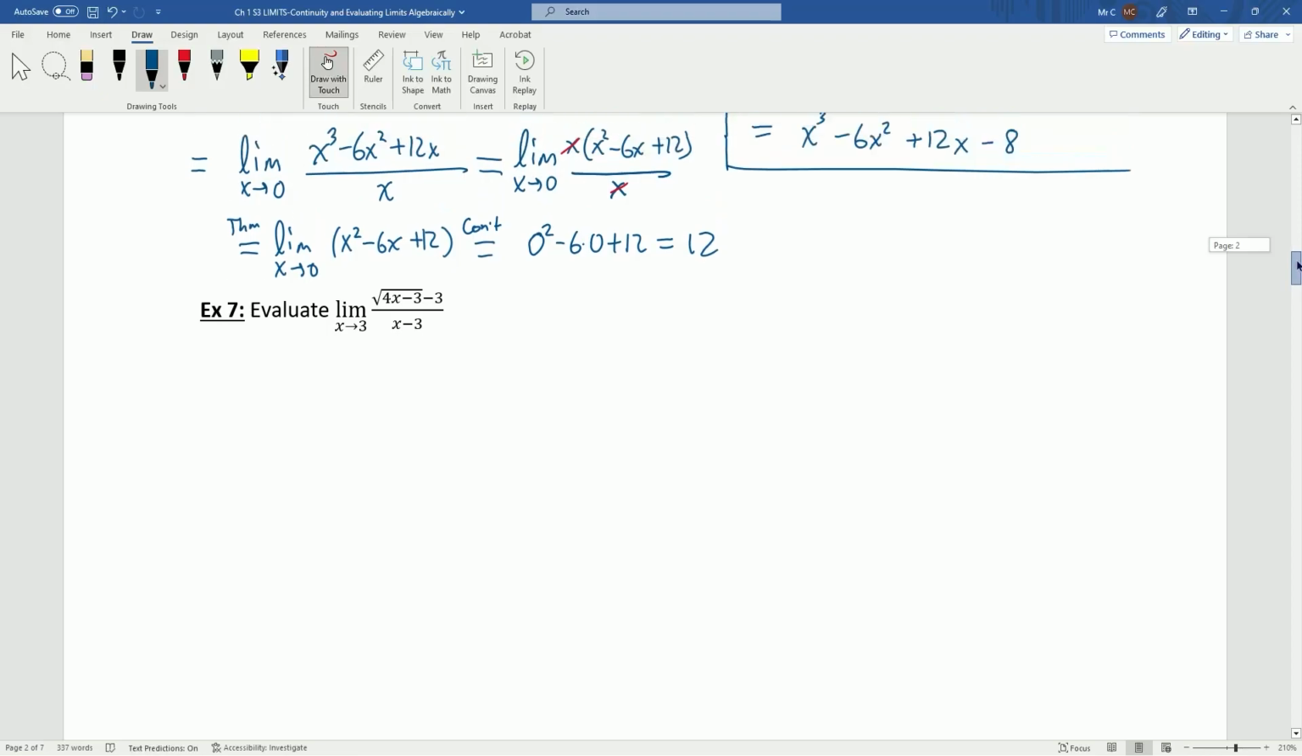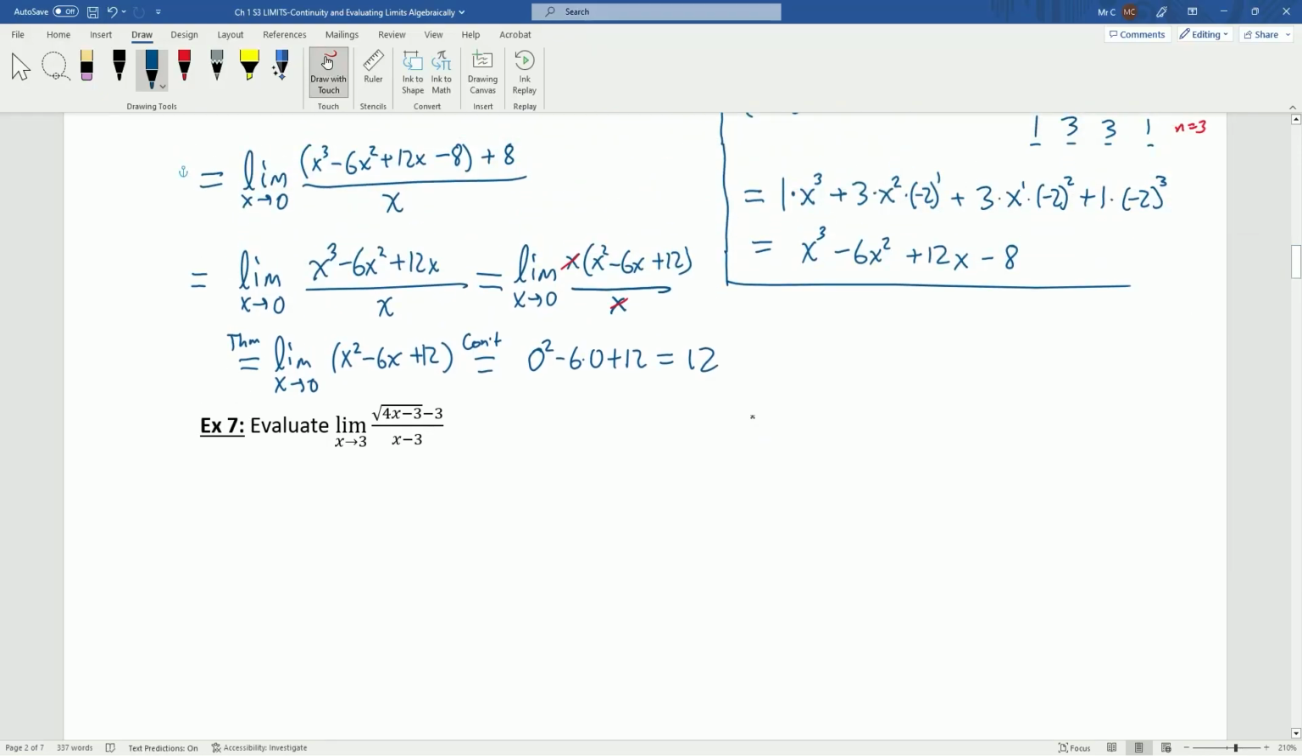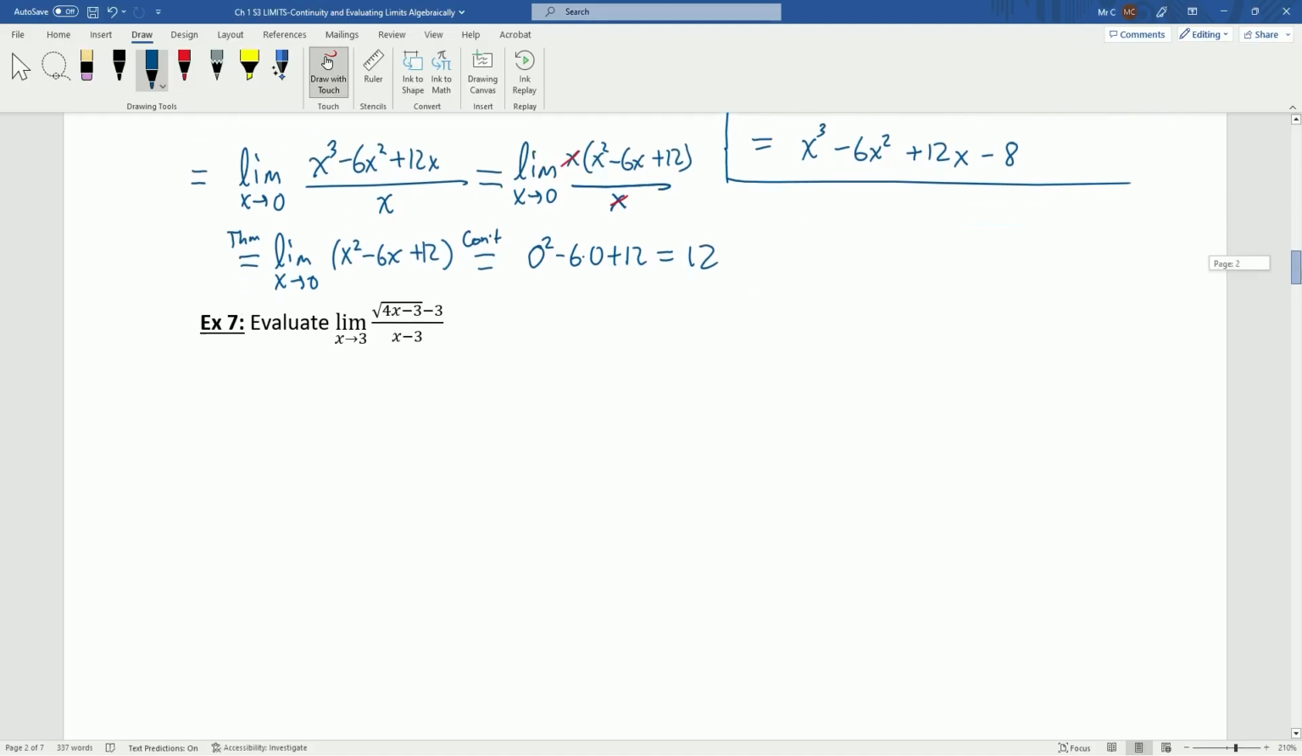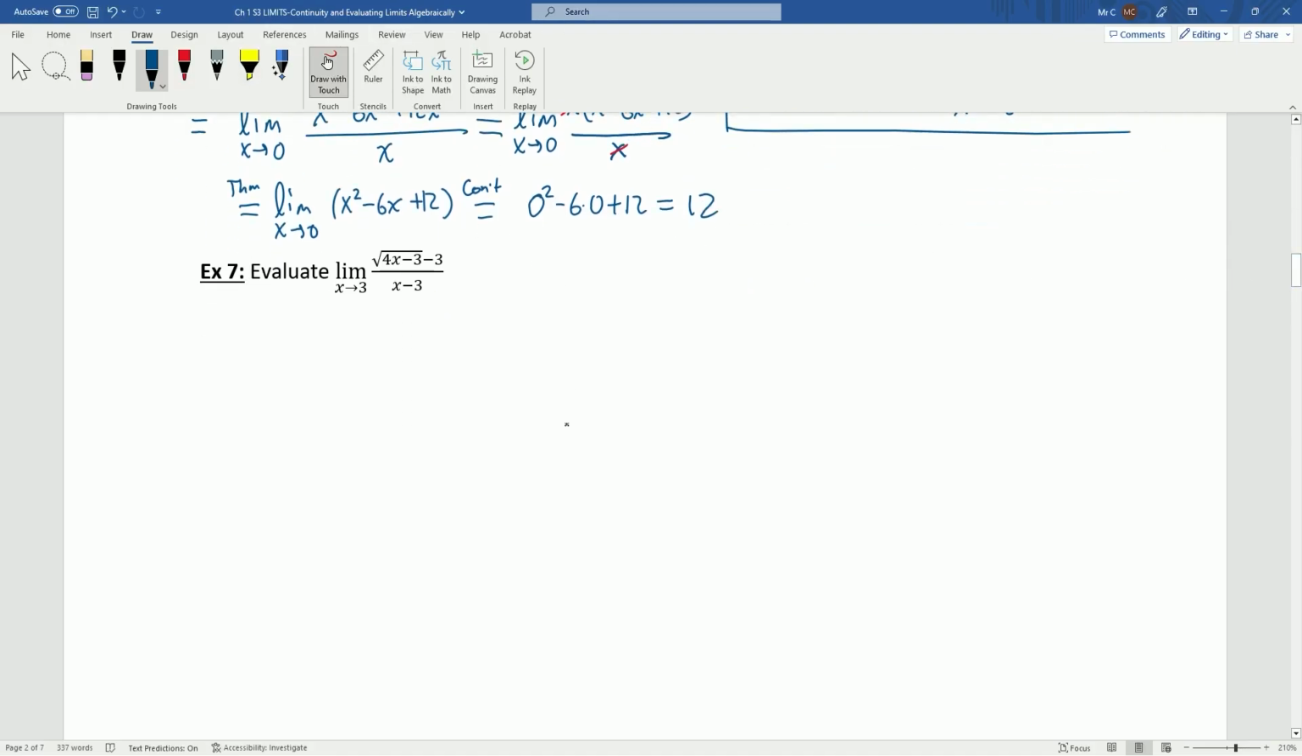Okay, so now we've got one more of these. Well, I say one more, but not strictly one more, just one more on this page. Evaluate the limit as x goes to 3 of the square root of 4x minus 3 over x minus 3. So here, I can't factor because this stuff is trapped in the square root, and even if I did, I wouldn't see a factor of x minus 3. But my discontinuity happens when x is 3, I get 0 in the denominator.